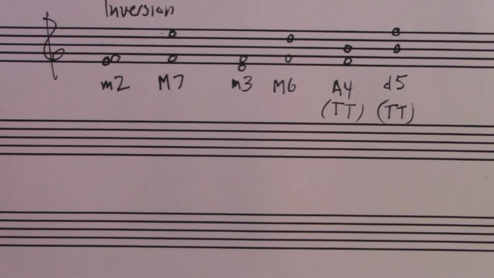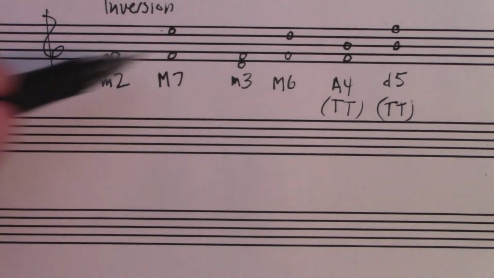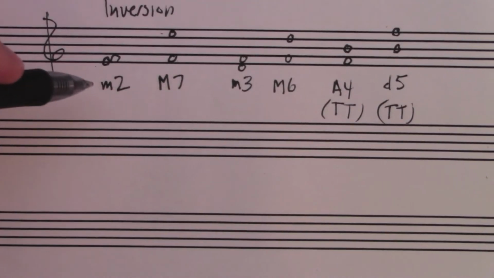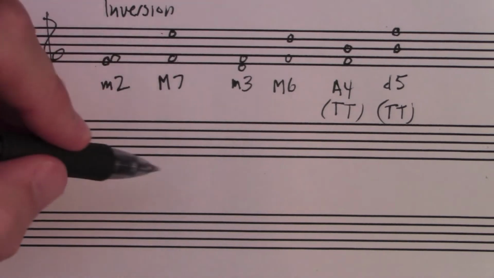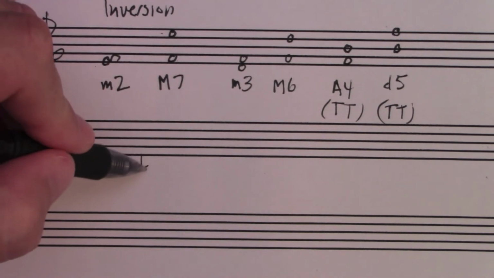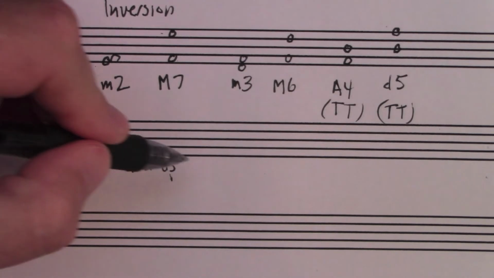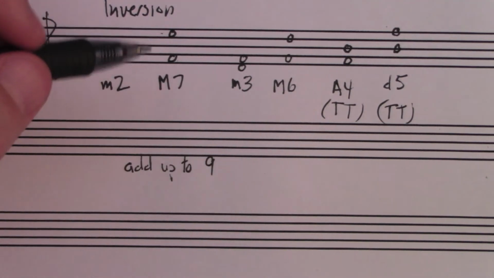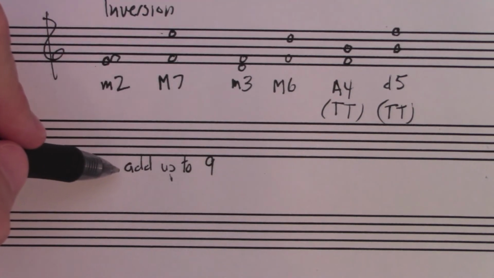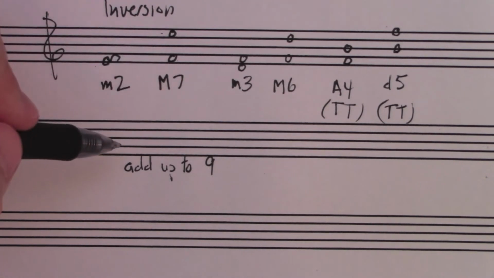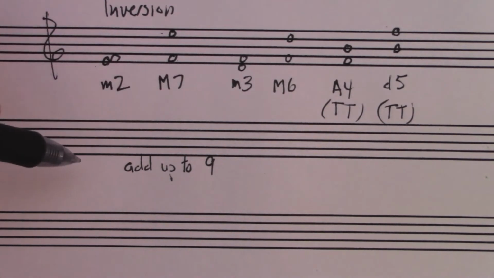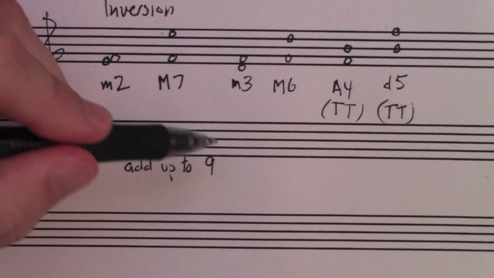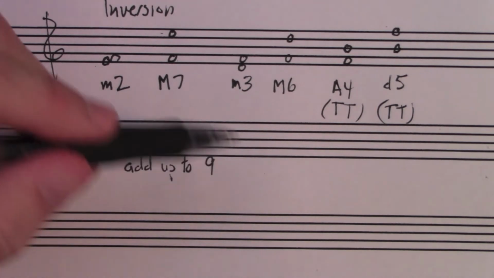Okay, this is very straightforward. To invert an interval, the interval number of the interval and its inversion will always add up to 9: 2 plus 7, 9. So the inversion of a second will be a seventh. The inversion of a seventh will be a second. Well, what's an inversion of an 8? Well, 8 plus what equals 9? 1. An inversion of an octave would be a unison.